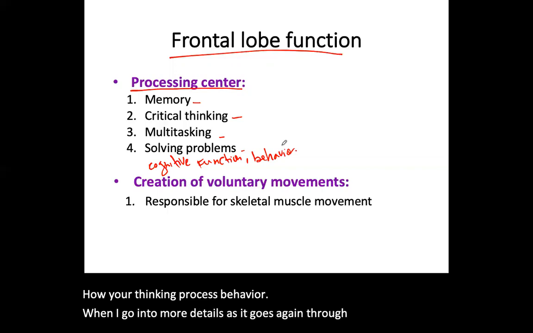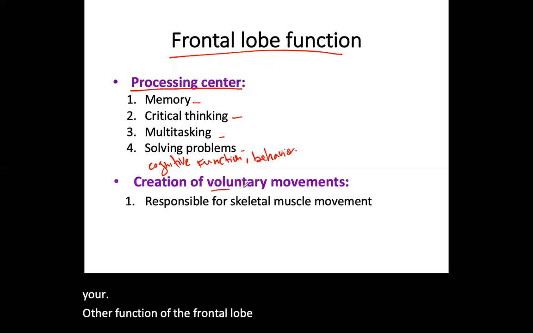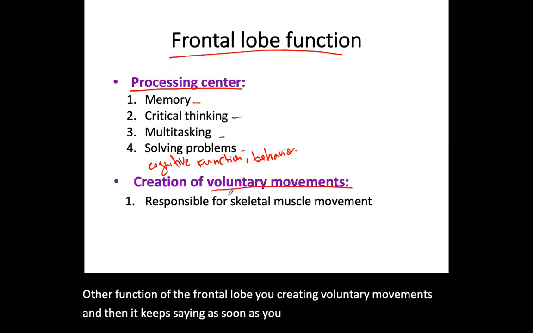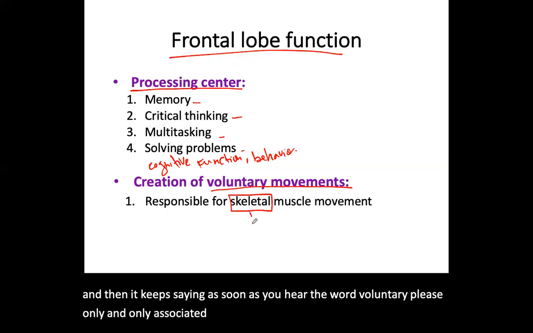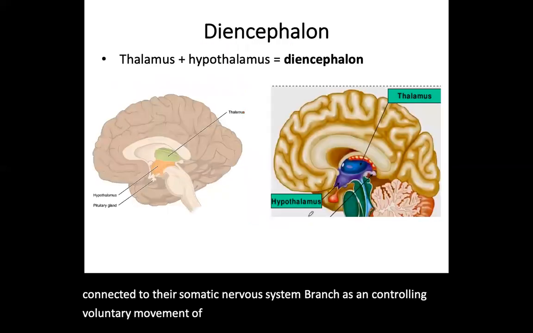And then the other function of the frontal lobe is creating voluntary movement. I'm going to keep saying, as soon as you hear the word voluntary, please only and only associate it with skeletal muscle, which also implies it is connected to the somatic nervous system branch, controlling voluntary movement of the skeletal system.